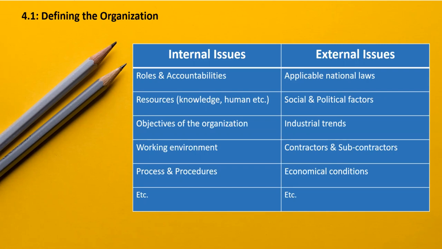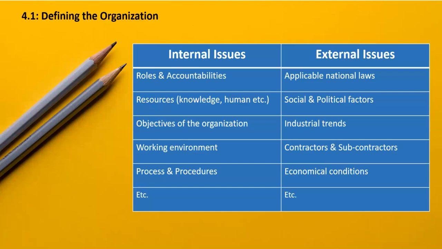These are some examples from which you can learn how to identify internal and external issues. By internal issues, we mean the issues that are faced by an organization in terms of availability of resources like knowledge and human capital, or it may be roles and accountabilities. Internal issues can be in the form of the objectives and wants of an organization, the working environment of an organization, or the processes and procedures with which the organization operates. These are some examples of internal issues.